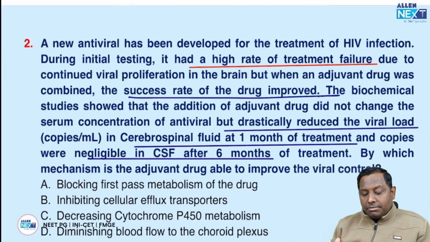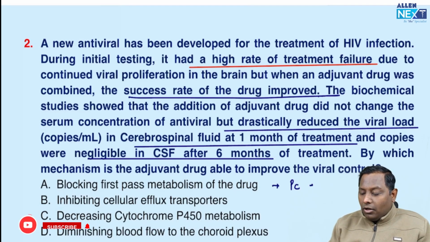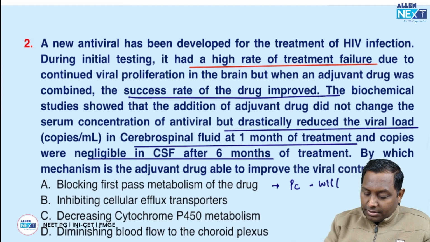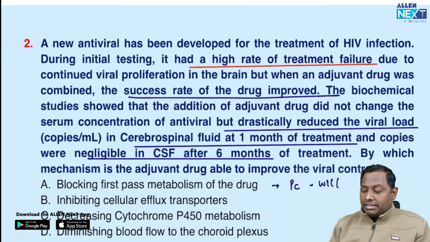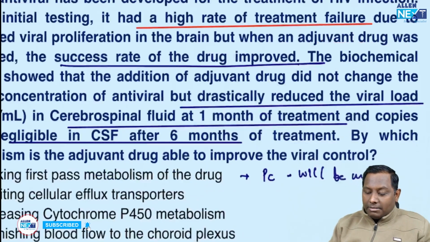If the first pass metabolism is inhibited, the plasma concentration will be more. If first pass metabolism is blocked, that means plasma concentration will be more. Right, first pass metabolism is not happening, so more and more drug will be reaching the systemic circulation, right, plasma concentration will become more.